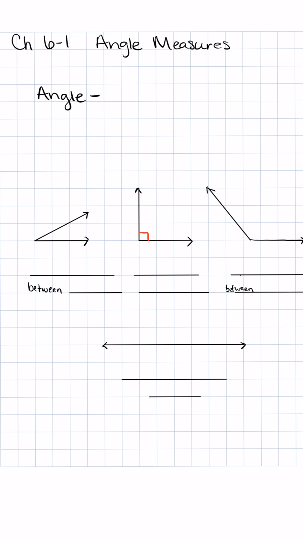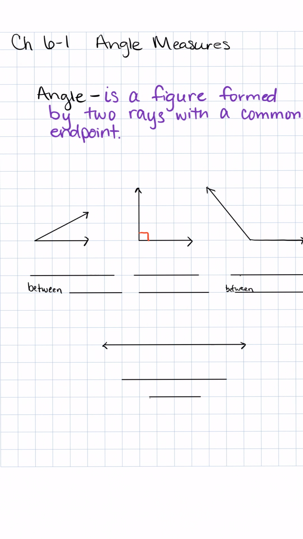Architects often use angles when they design their structures. An angle is a figure formed by two rays with a common end point. Let's write that down. An angle is a figure formed by two rays with a common end point.